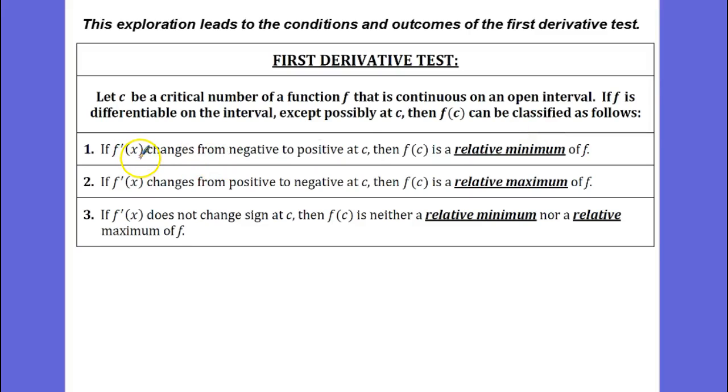If f prime of x changes from negative to positive at c, then f of c is a relative minimum. If f prime of x changes from positive to negative at c, then f of c is a relative maximum. And if f prime of x does not change sign at c, it's neither a relative minimum nor a relative maximum. So this is the first derivative test as it makes use of the slope f prime of x.